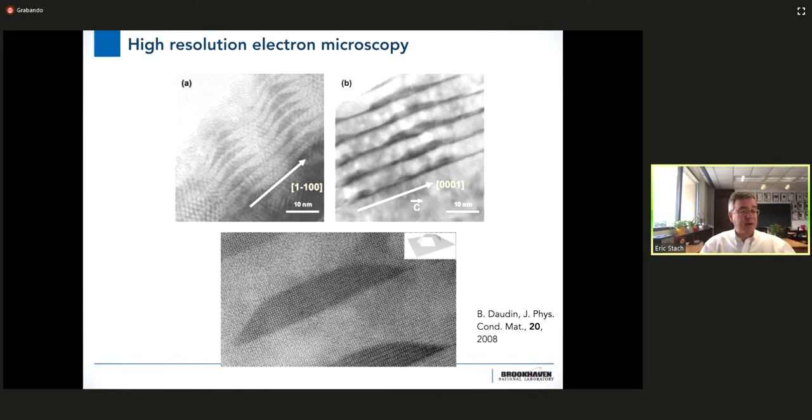Then you can combine this with high resolution imaging in the bottom to look at the individual. In this case, I believe this is an indium gallium arsenide quantum dot grown on gallium arsenide. Again, very lovely to combine the two to give you an overall feel for the sample as well as an atomic level description of the interfaces between the different materials.